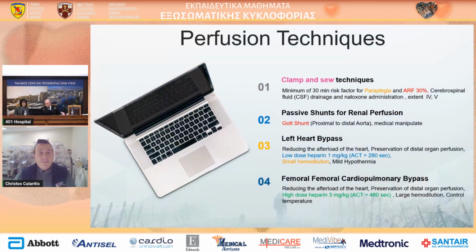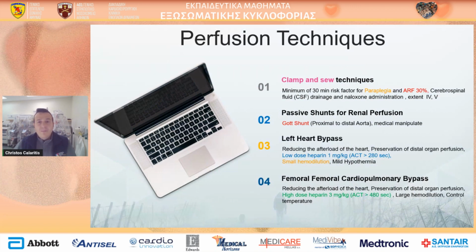There are different techniques that have to do with protecting the thoracoabdominal aortic area. There's the clamp and sew technique, which has a minimum of a 30-minute risk factor of paraplegia and acute renal failure of up to 30% with cerebral spinal fluid drainage and naloxone administration. There's also the technique of passive shunts for renal perfusion with a GOT shunt.